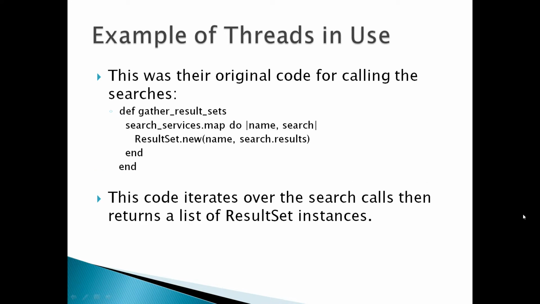This was their original code for calling the searches. This iterates over each of their search services, calling search.results, which is where the API request happens, and the method returns a list of result set instances, a thin wrapper around the search results.